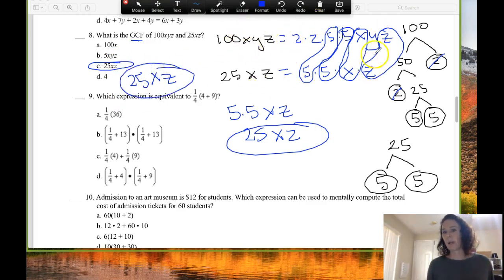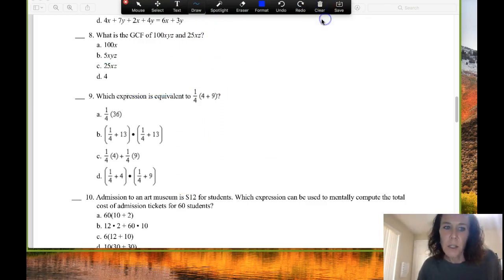If you need to write out the primes and make sure you've done it right, go ahead. If you can go, all right, what's the biggest number that divides evenly? If one divides into the other one, it's going to be that number. If there's not a number that divides into that, you have to think, what's the biggest number that divides evenly into 25 and 100? And the variable parts are easy. All right, on to 9.